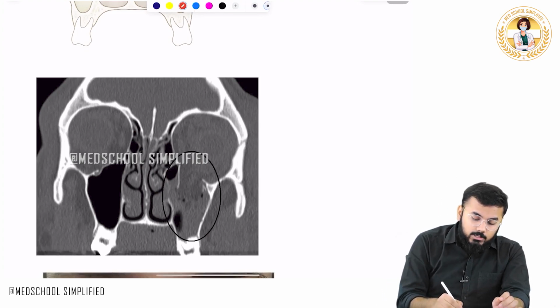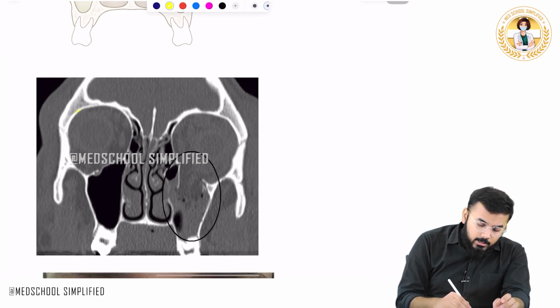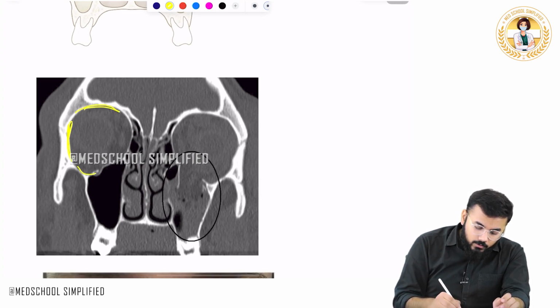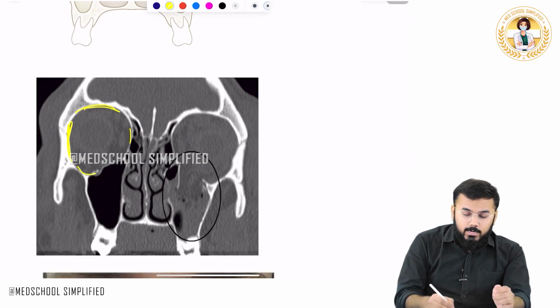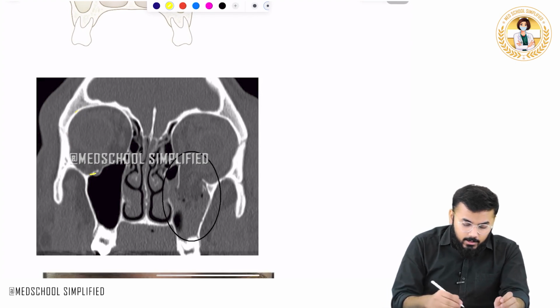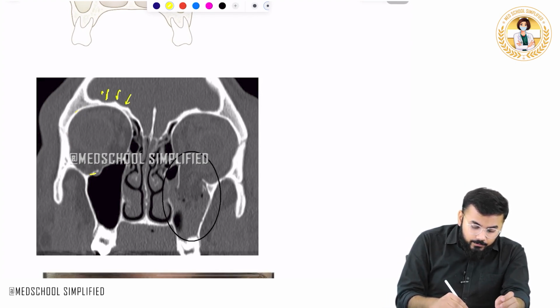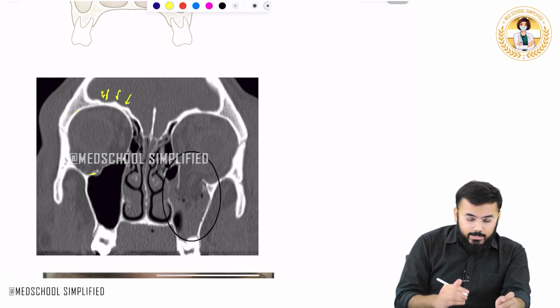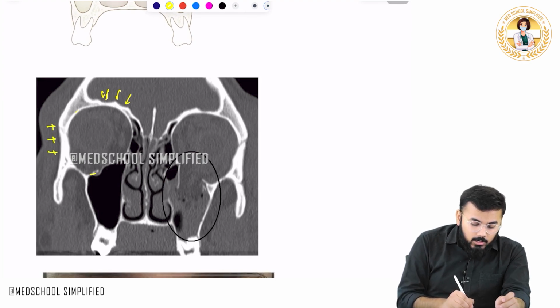Let us just look at this scan over here. Let us first discuss the right orbit. Right orbit, the superior wall is fine, the lateral wall is fine, the inferior wall is fine and the medial wall is fine. Now just look at this and tell which walls are thick over here. Superior wall is thick, yes or no? Superior wall, it is thick. Lateral wall is much more thick, right?